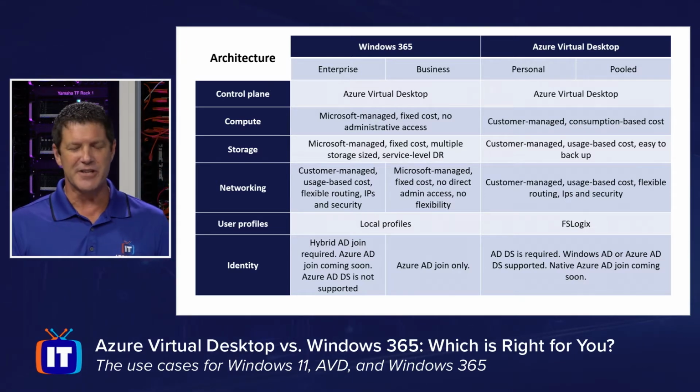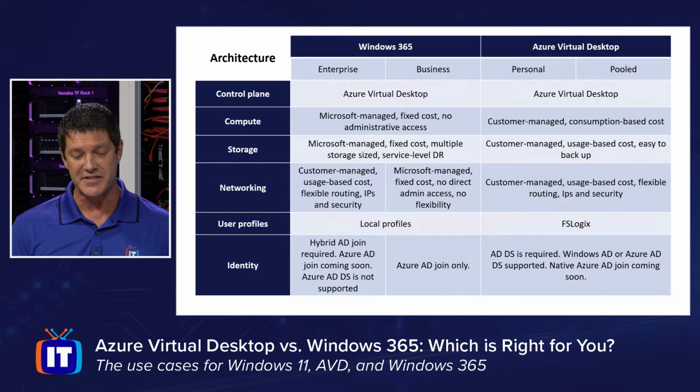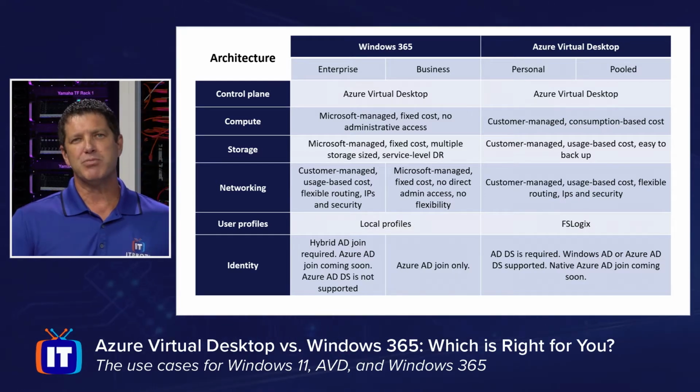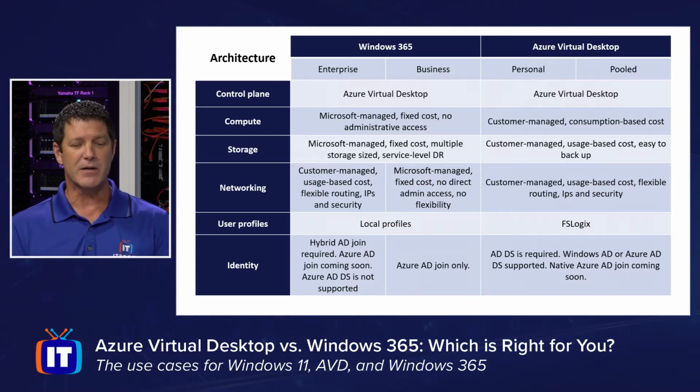Storage-wise, again, you're going to see a theme here, because of the way it's set up in the background and because I don't want that administrative effort needed for Windows 365. You'll see this common theme throughout: Microsoft managed, fixed costs, multiple storage sizes, service level disaster recovery. When we deploy a Windows 365 desktop to a user, we can pick the size, but there are some fixed sizes to choose from, like 32 gigs, 64 gigs, 128, and you're going to pay accordingly.